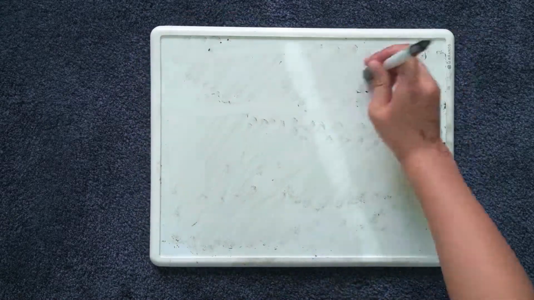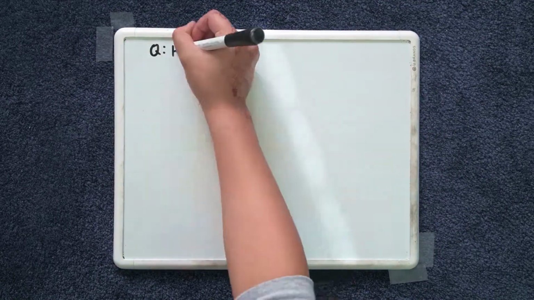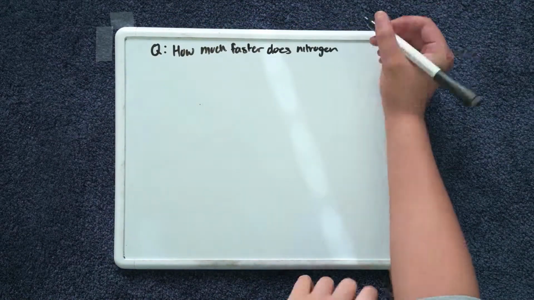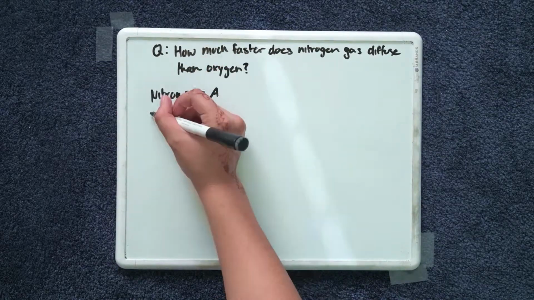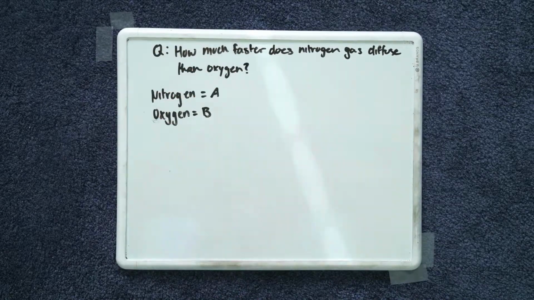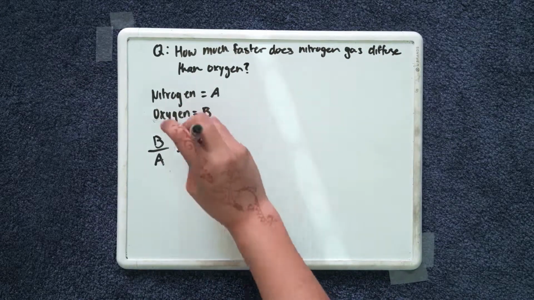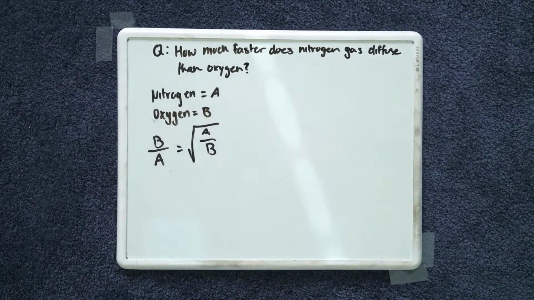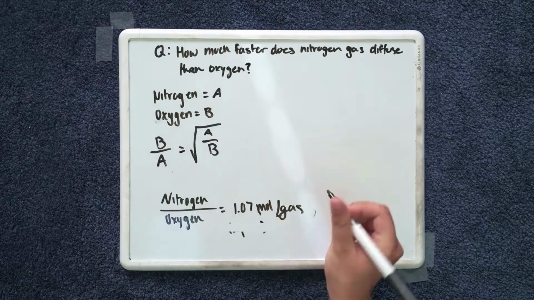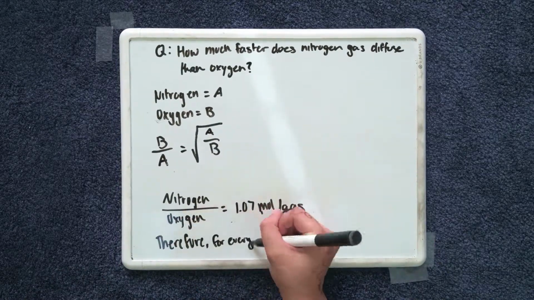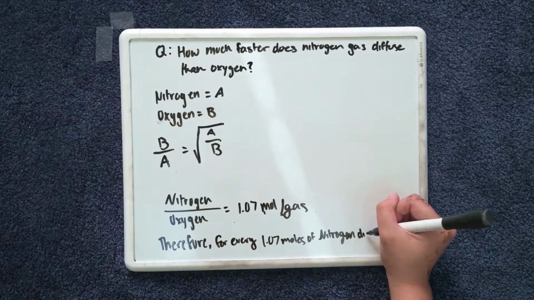Here's another problem example for the rate of diffusion. How much faster does nitrogen gas diffuse than oxygen gas? To solve this problem, you must first know the formula for the rate equation. Let's say that you chose nitrogen as gas A and oxygen as gas B. The rate of the oxygen gas divided by the rate of the nitrogen is equal to the square root of the molar mass of the nitrogen divided by the molar mass of oxygen gas. The answer that you will get to this problem is 1.07.